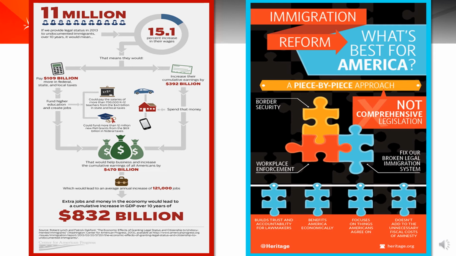Infographics can be used to teach students about sources and bias in information. The Center for American Progress and Heritage.org provide different viewpoints on immigration reform. Consider how images like these can be used to transform student thinking and encourage social action.